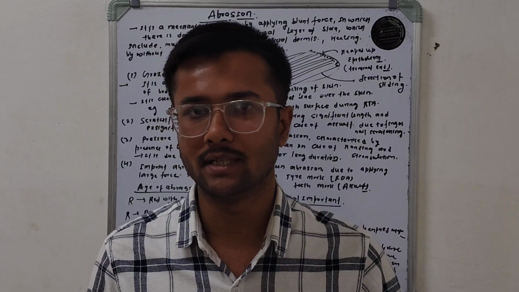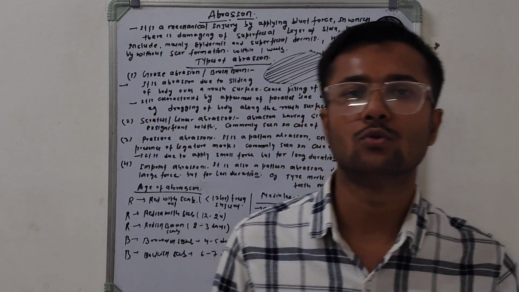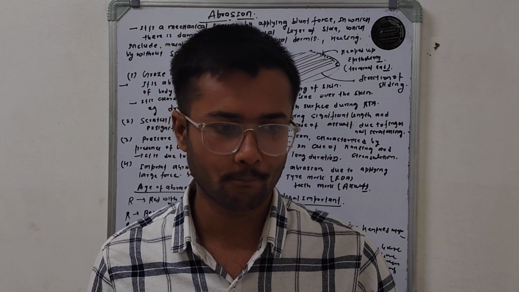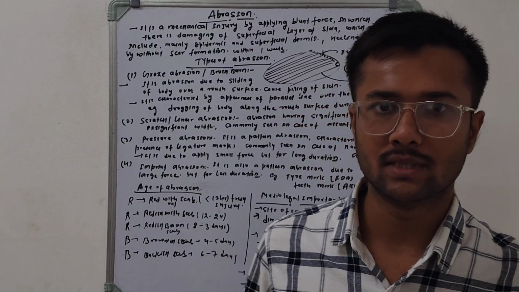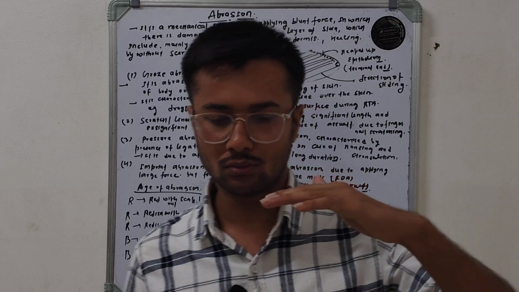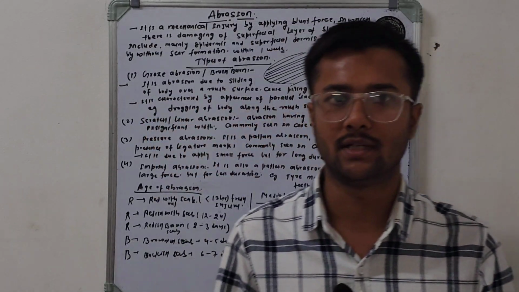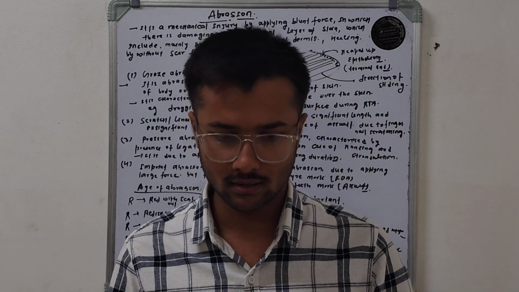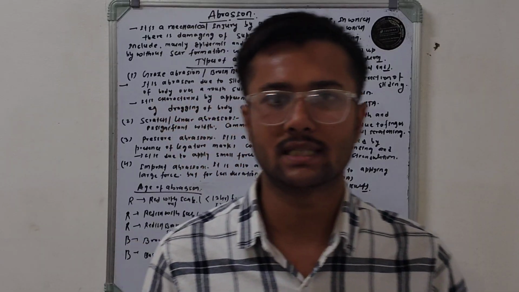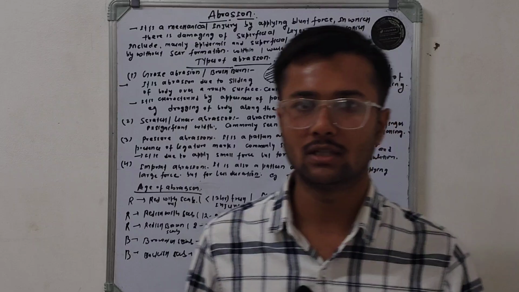In case of abrasion, there is damage of the superficial layer of the skin, which obviously includes the epidermis and the superficial layer of the dermis. So these are the two layers of the skin which are commonly affected in case of abrasion. And in case of abrasion, there is healing without scar formation. So these are the two important points related to abrasion.